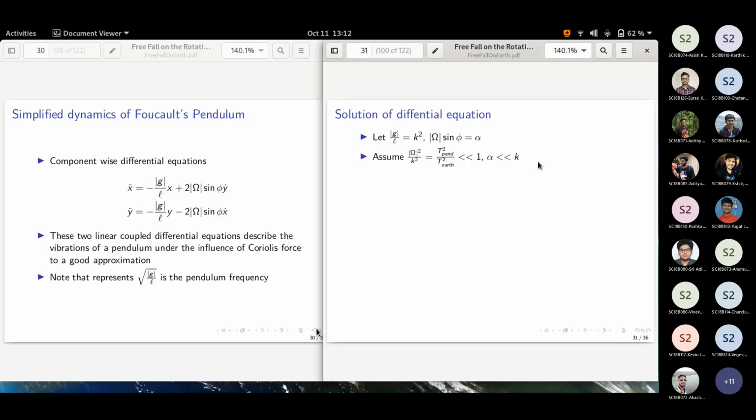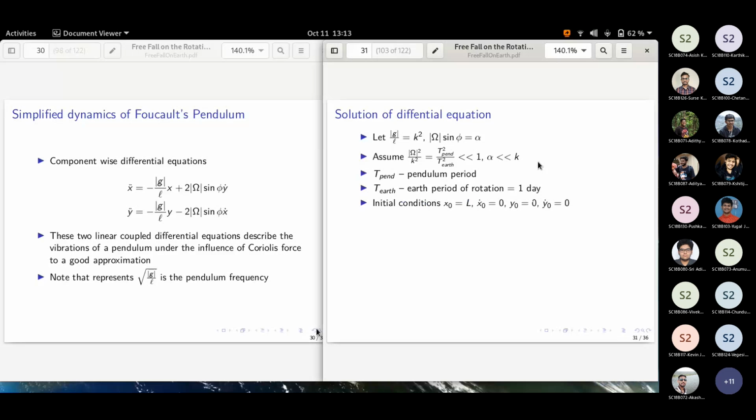So modulus of g is approximately 9.8 meters per second squared, divided by the length of the string. If it is a 10-meter string, you will get about 1 radian per second. So 10 power minus 5 is less than or equal to this quantity. That is a reasonable assumption. I am just assuming a 10-meter string here. Even if it is larger, it is still reasonably accurate. T pendulum is the pendulum period and T earth is the earth period. It is 1 day, which is obviously significantly large compared to the pendulum period.